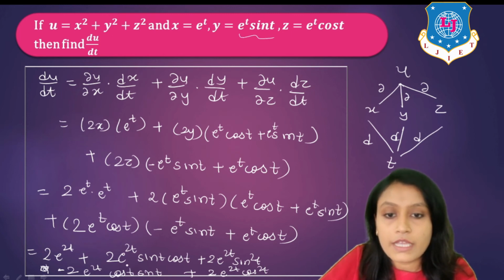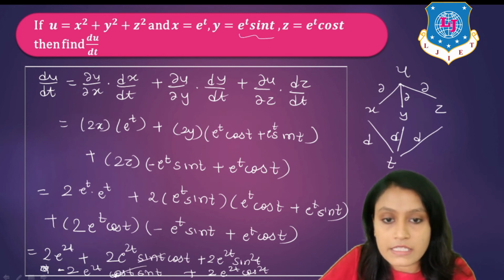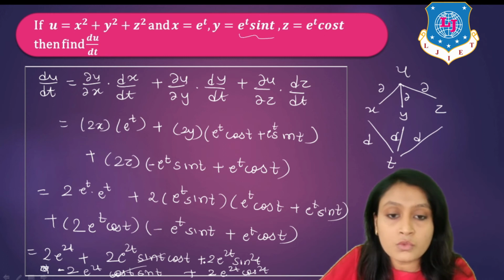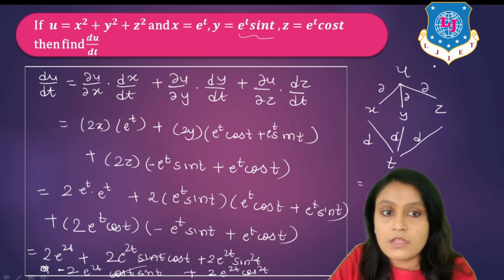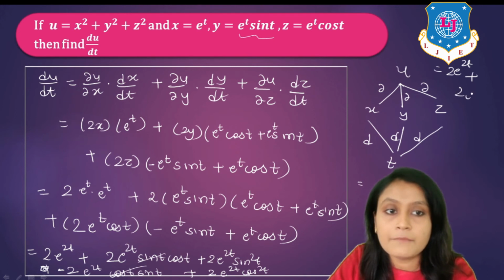Okay, now you can see these two terms will get cancelled. Take 2e^(2t) common from these two terms, so in the bracket you will get sin²t + cos²t, so its answer is 1. So what remains is 2e^(2t) plus, from here what you will get? 2e^(2t), right? So at last your final answer is 4e^(2t).